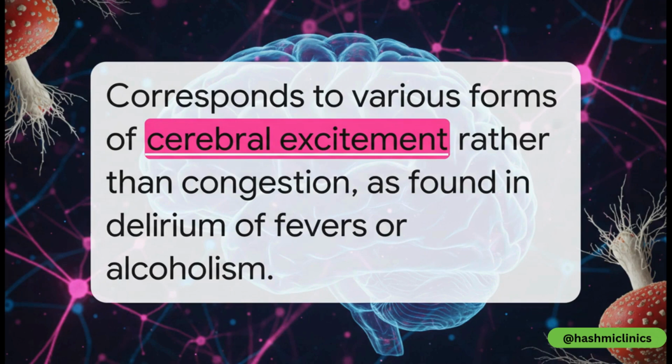Right off the bat, we have to differentiate this from the plethoric, congestive state you'd see in a remedy like belladonna. That's not what this is. Agaricus is a pure, toxic excitement of the nervous system. Think of it as a state of profound irritation, not inflammation. This is the foundation, really, and all the other symptoms flow directly from this concept.